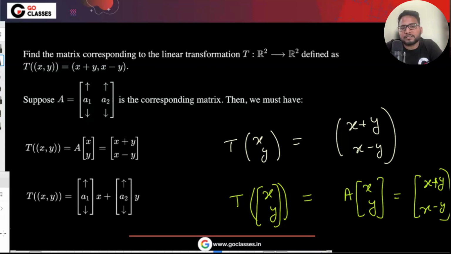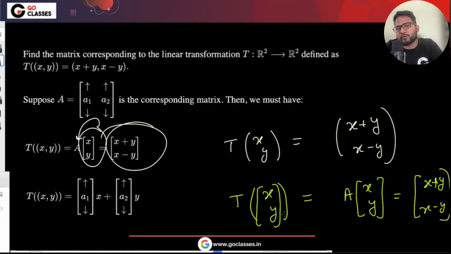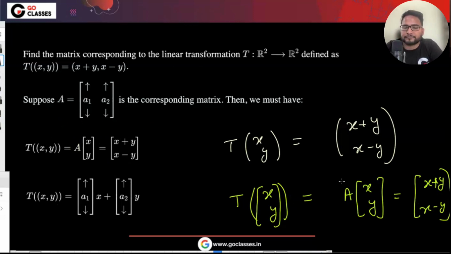Okay, which means that if you are calculating T of (x, y), it is actually (x plus y, x minus y). Either you calculate like this, or maybe you can multiply this (x, y) by a matrix, and it will also give you the same thing. Okay, and we want to find out this matrix. What is this matrix?